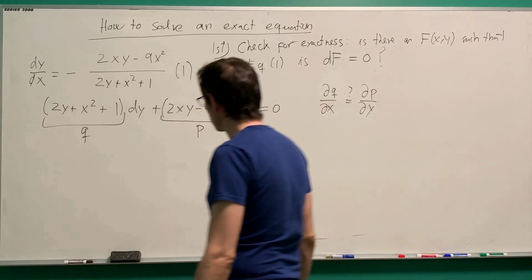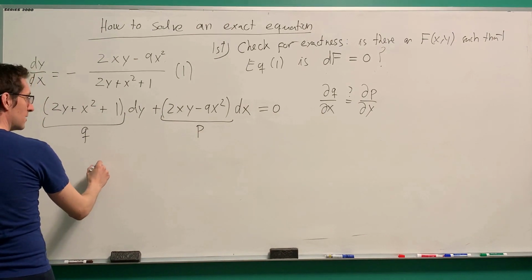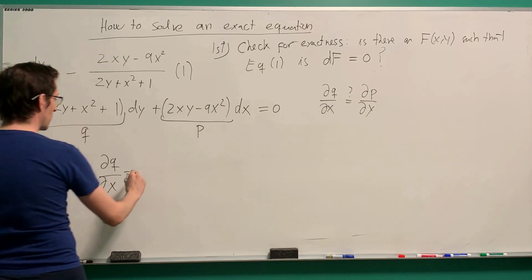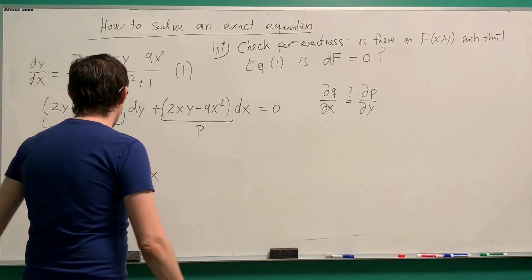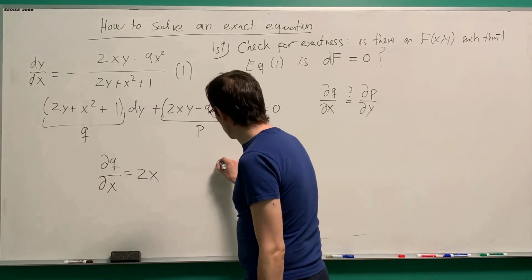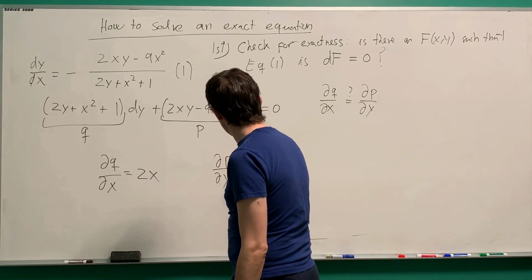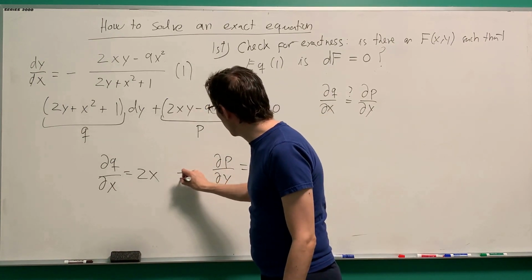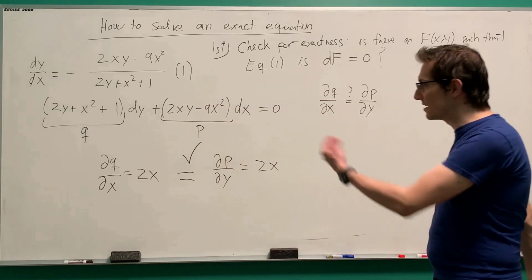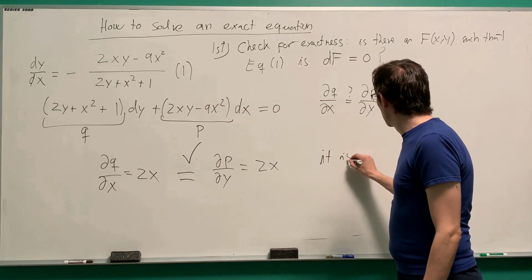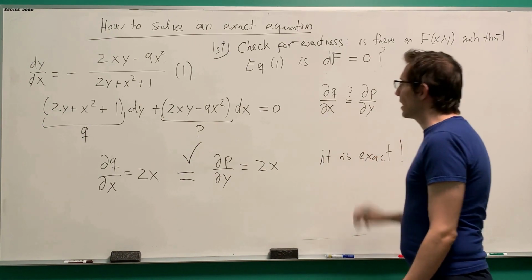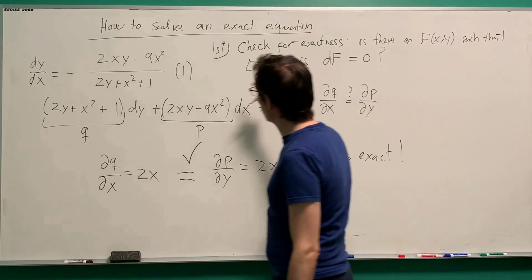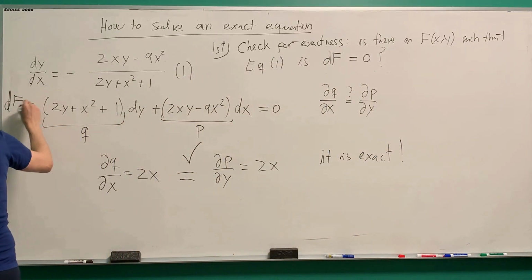Let's check. So, let's compute here, partial q, partial x, it's equal to 2x, and partial p, partial y, it's equal to 2x for the first one and nothing for the second one. Nice! It works. This is an exact equation. That's awesome. There is an f such that this equation equals 0, so it's df equals 0. So now we know there's a df like that.